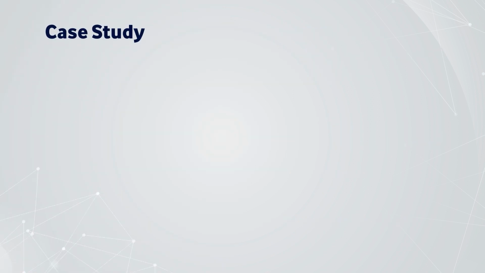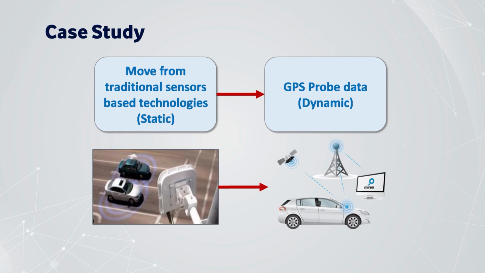So what was the main case study here? We are moving from traditional sensor-based technology, which is mostly static, to GPS probe data, which is dynamic in nature. We know that sensors which are fixed at a particular location will be capturing the speed of a vehicle, whatever speed vehicles pass by that particular sensor will be recorded.